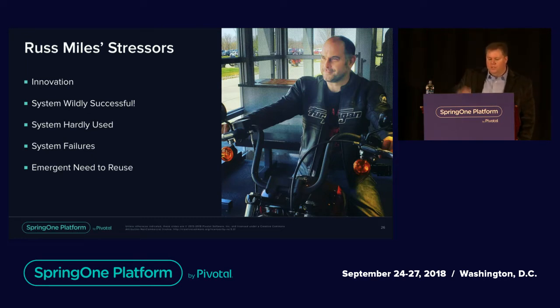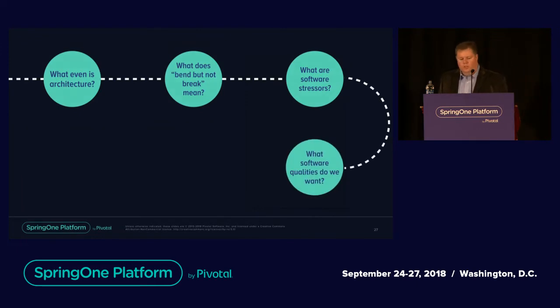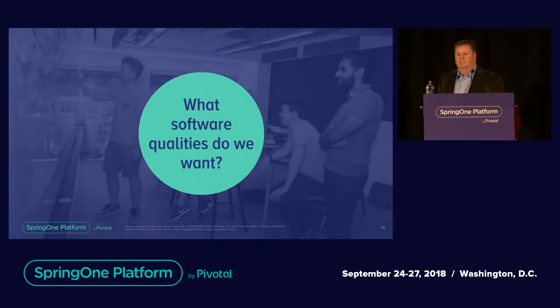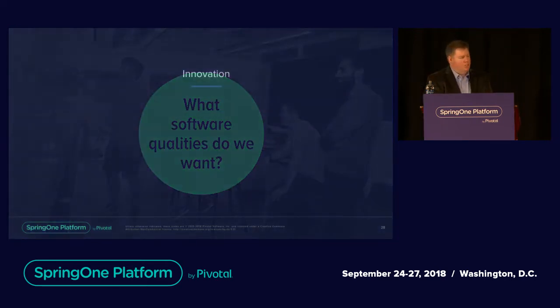So these are the types of things that we're thinking about. Now the journey is going to start slowing down, I promise, but we have to do these first steps. So what do we want? We've got architecture, we want it to bend but not break. Here's the type of stress that we're going to place on it. How do we want the system to behave under these circumstances? I'm not going to talk about all the stressors. I want to focus in on really two key categories. We'll start with innovation.